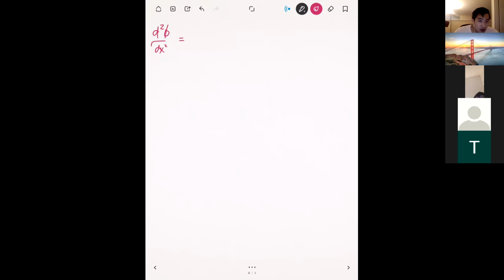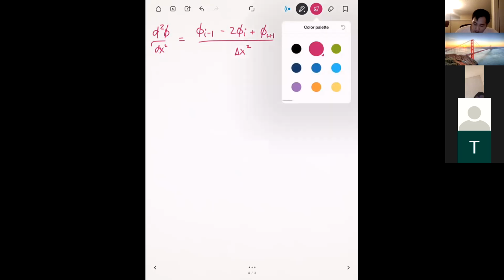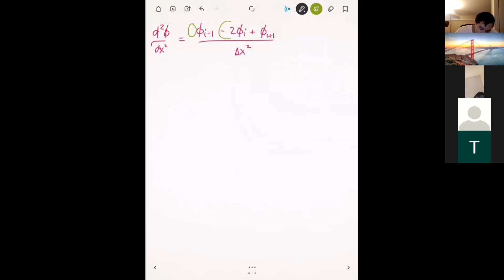Right. And so our finite difference approximation for the second order derivative, remember, was phi i minus 1 minus 2 phi i plus phi i plus 1, all divided by delta x squared. In particular, what I want to look at are the coefficients in front of each of the phi terms. If you look at those coefficients and at which phi terms are involved, you can see that this finite difference scheme requires information from 3 locations.